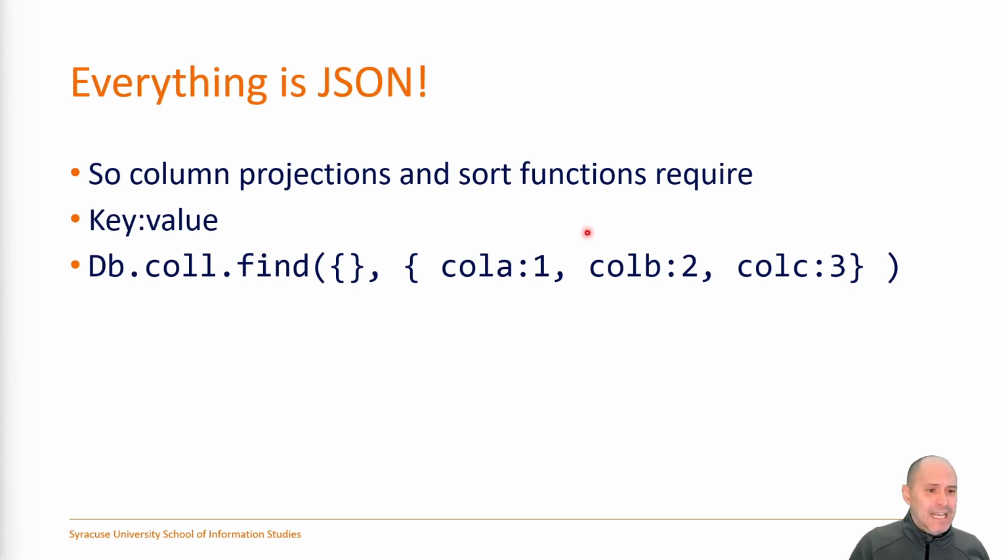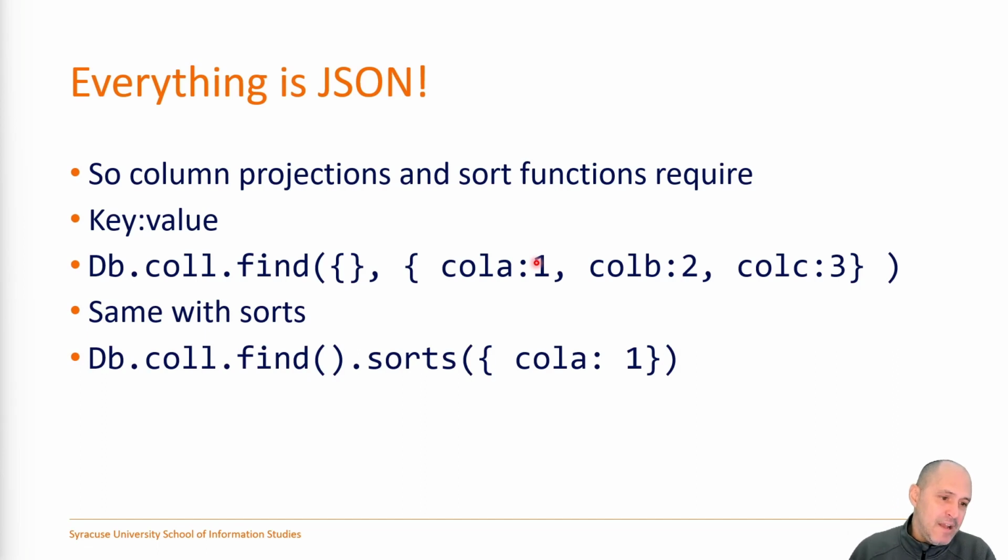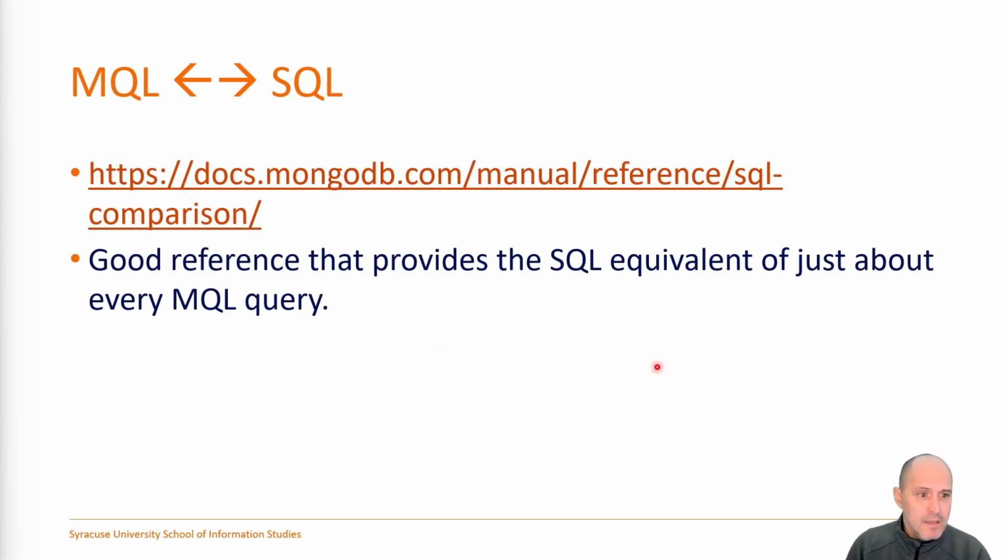So you see this a lot in MongoDB, and I just want to bring it to your attention so that you understand what this is for. They're all JSON, so because they're JSON, it's key-value. This is the key, and the value is just the ordinal place of the column in the projection. Same thing with sorts. Collection, find, then I want to sort, and I want to sort by column A, and then there's my value. Okay. If this is blowing your mind and confusing, this link is fantastic.